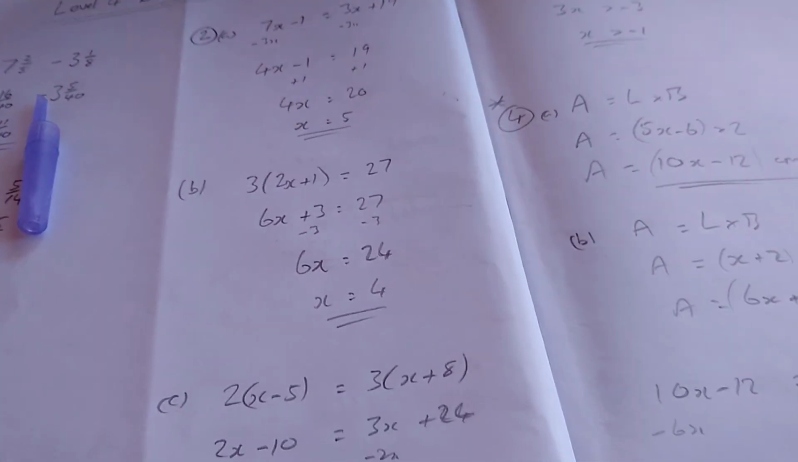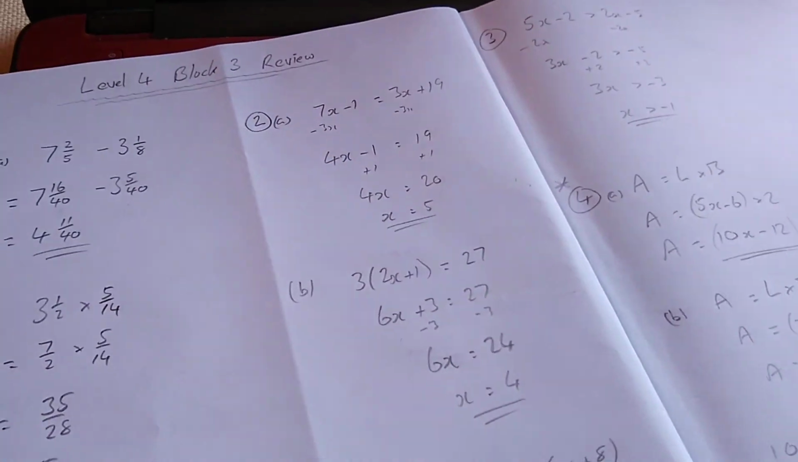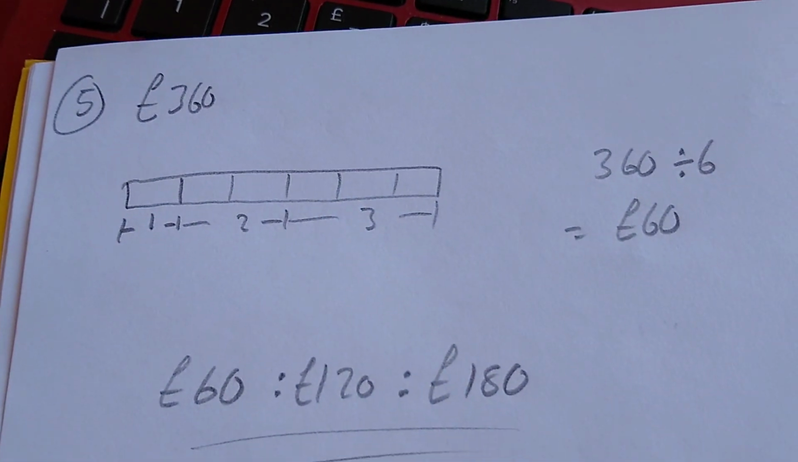Right, I'm just going to go over number 5, and I'll do a second video for the calculator section. Number 5 is reasonably straightforward compared to number 4, certainly.